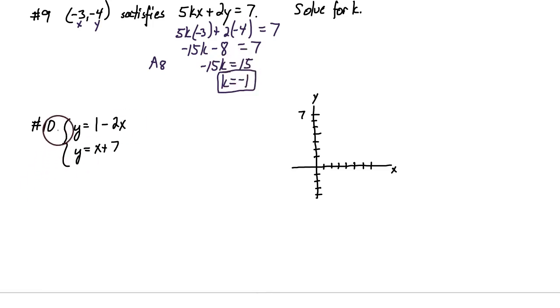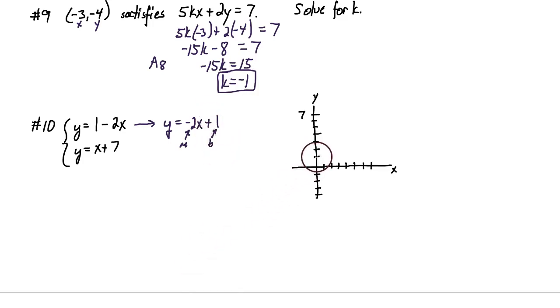For number 10, we're given a system of two equations, and we're asked to graph them on the grid. Then find the solution to the system by looking at our graph. This equation is almost in slope-intercept form. It has the letter y alone. We just need to switch where the -2x and the +1 are located. Now we can see our slope and we can see our y-intercept, and we can graph that line.